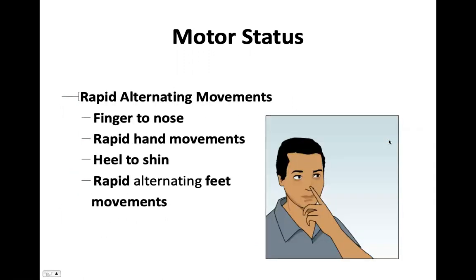Rapid alternating movements is just finger to nose, and rapid hand and heel to shin. And again, you're looking for their ability to do things. Lagging would be a problem. You can see that in multiple sclerosis. They might not be able to move as quickly on things.